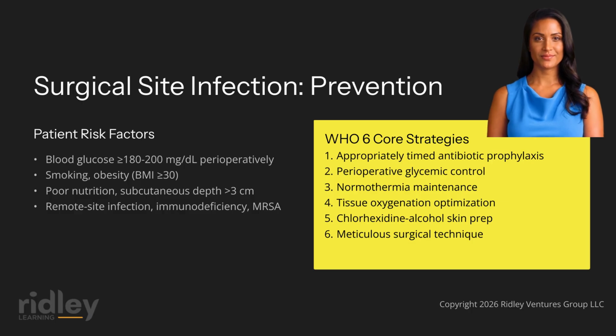surgical specialties. The World Health Organization recommendations for surgical site infection prevention emphasize 6 core evidence-based strategies: appropriate antibiotic prophylaxis timed to ensure therapeutic tissue levels at the time of incision, perioperative glycemic control to maintain blood glucose below 200 mg per deciliter, maintenance of perioperative normothermia, optimization of tissue oxygenation through appropriate fluid management and supplemental oxygen, chlorhexidine alcohol skin preparation at the surgical site, and meticulous surgical technique with attention to tissue handling, hemostasis, and dead space elimination.